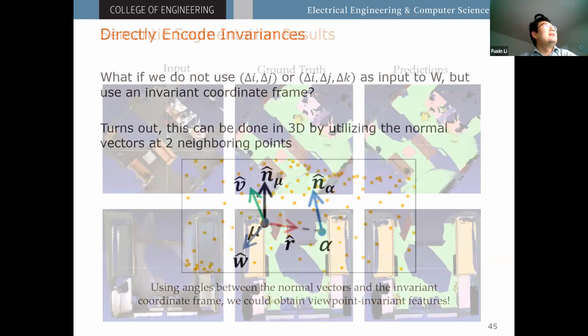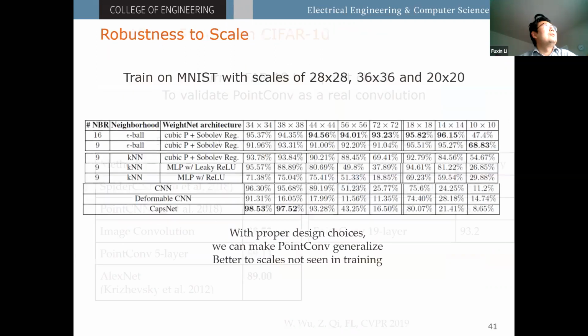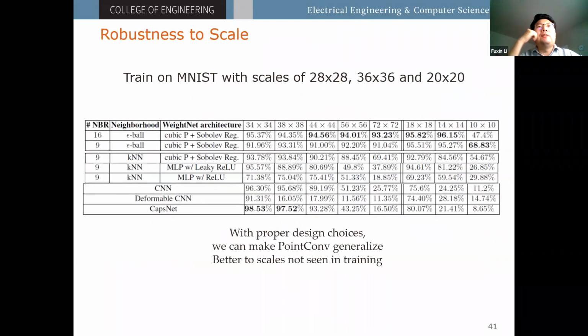Where is the 2D? There's the 2D result. The 2D result is here. Yeah, so we just did global average pooling, so it doesn't really matter where the digit is.